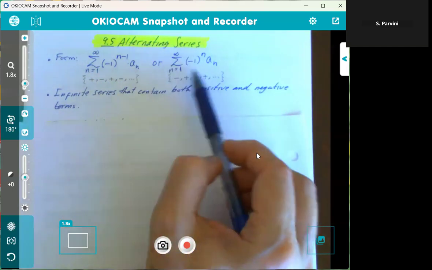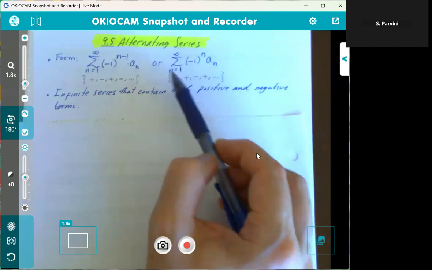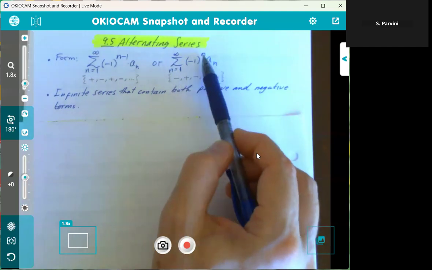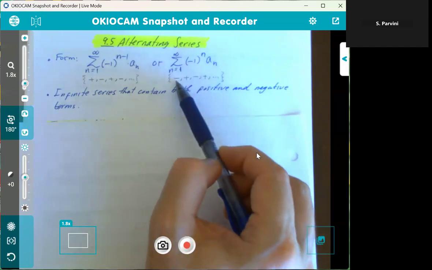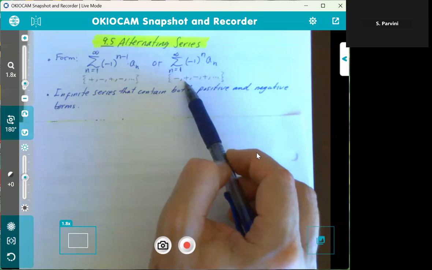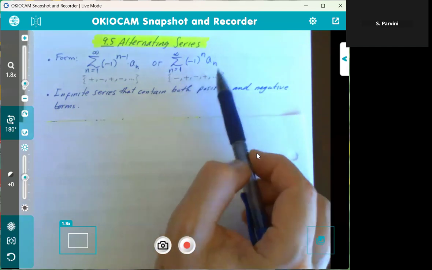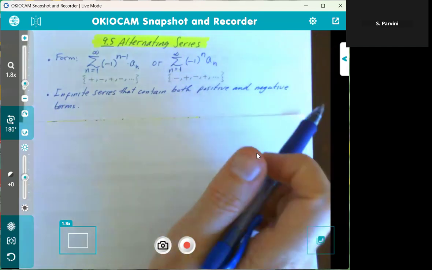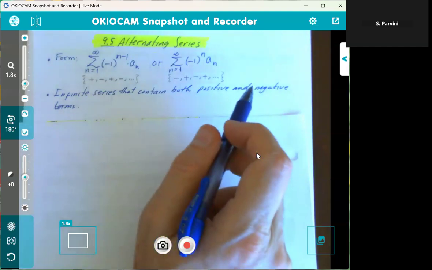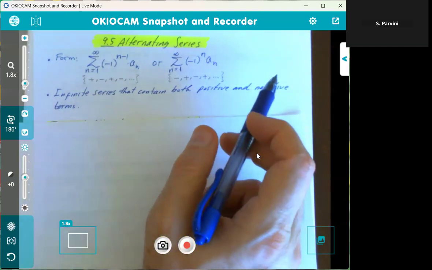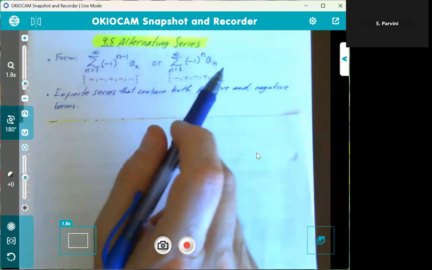And if you start the series on the right side, where n is 1, -1 to the first power is negative. So the sign on the first term will be negative. The sign on the second term will be positive, negative, positive, and so on. Both of these series are alternating series. Again, the difference is whether you start the term as positive or negative.